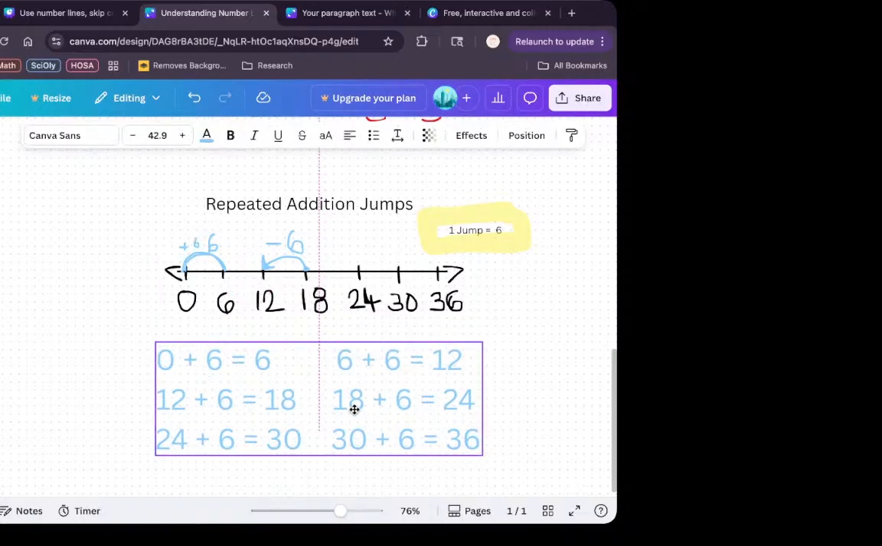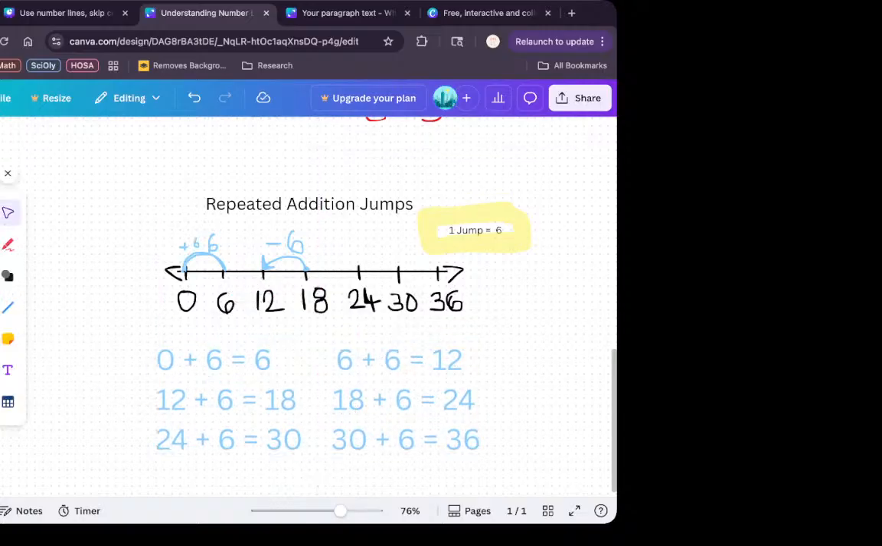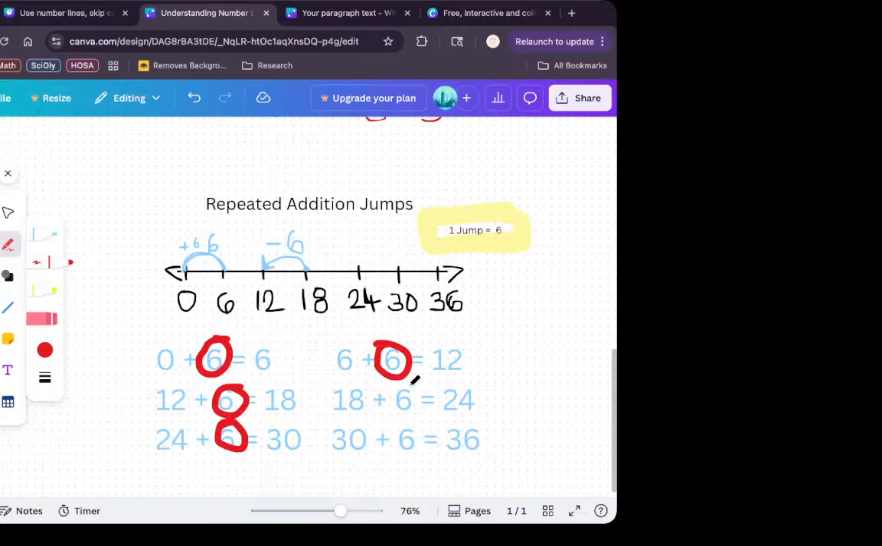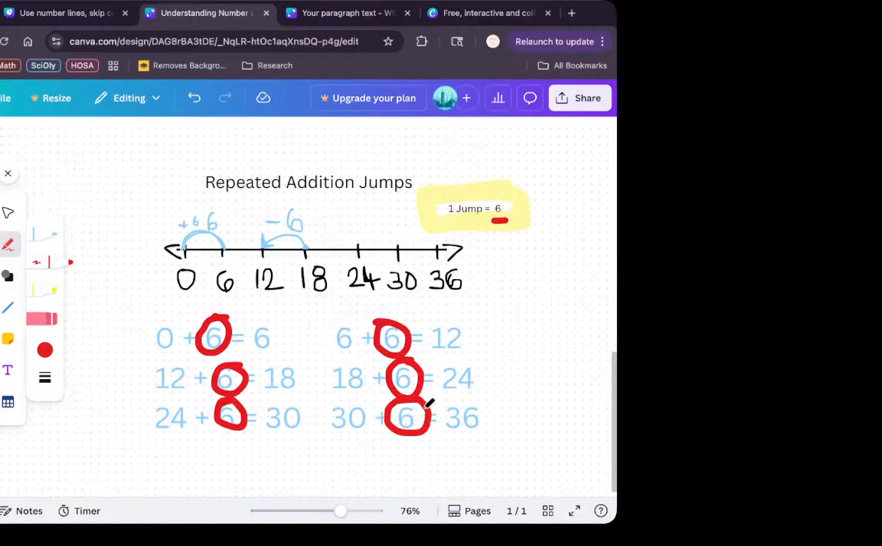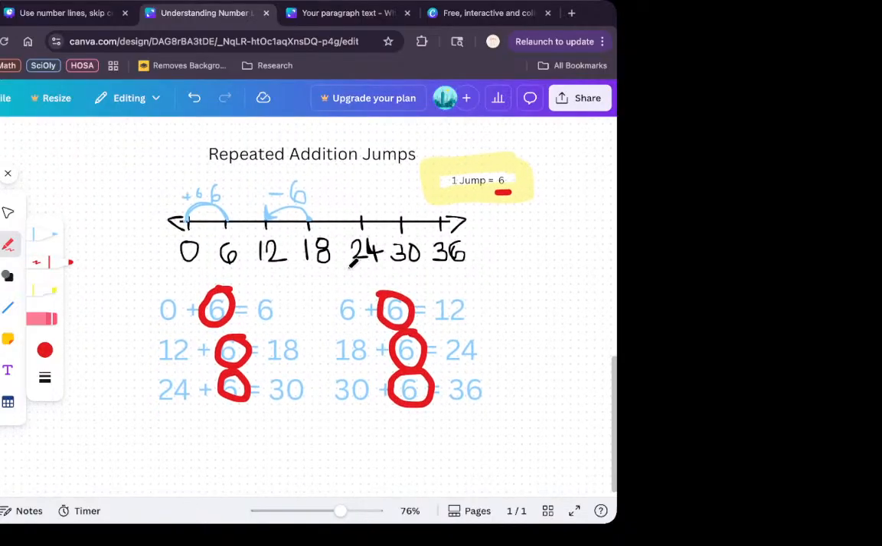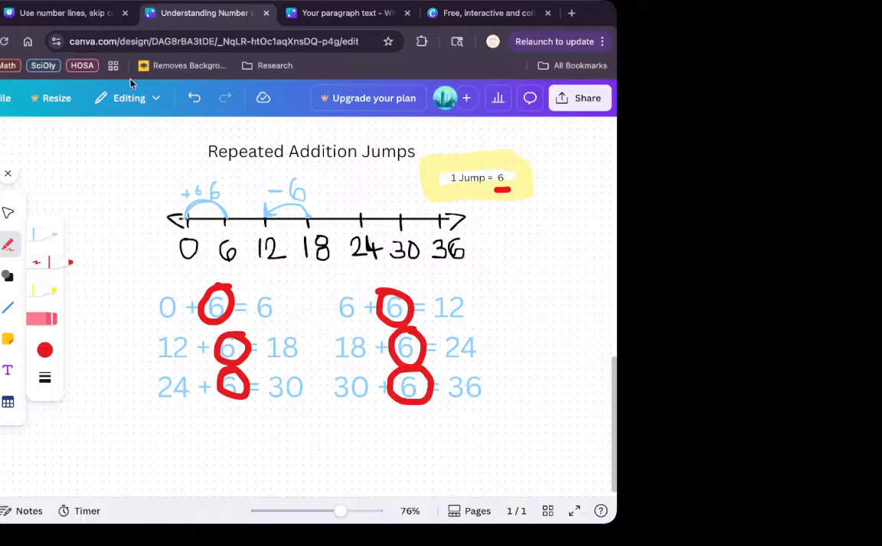Here it is. Here is our pattern recognition. So what do we notice? Here we are always adding 6. We always see 6, 6, 6 here, 6, and then again 6. That is how we know that one jump is equal to 6. So that's going to be our main example. Let's move on to the next section.